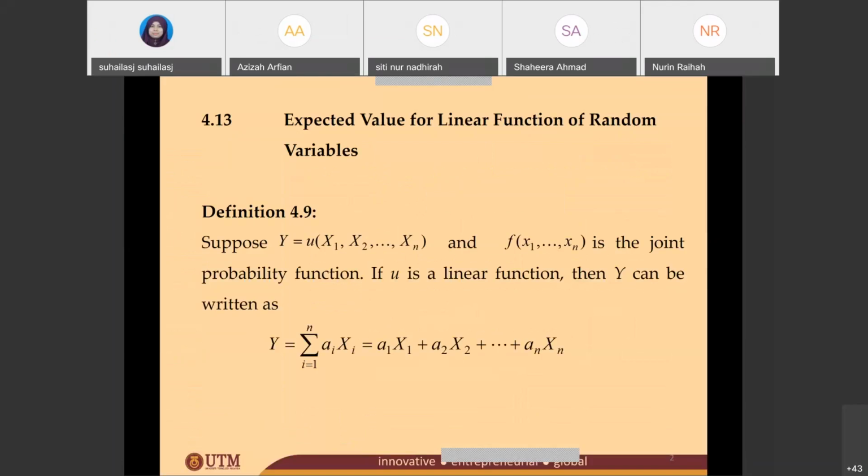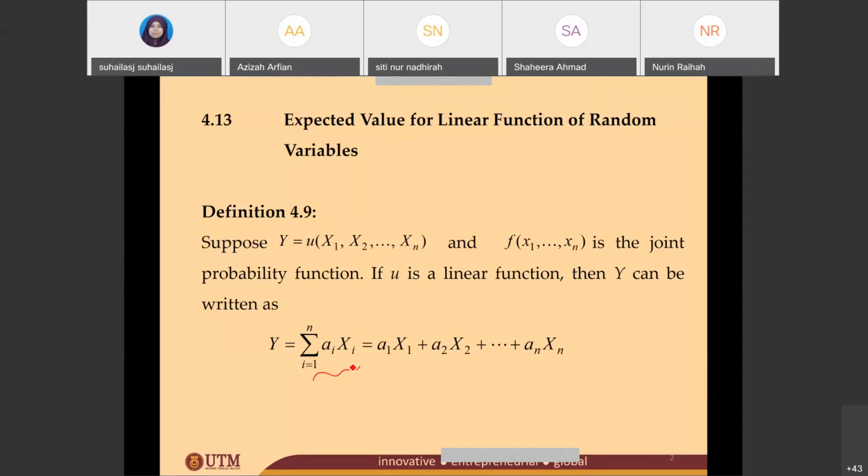So maksud a linear function of random variable, we have U is a linear function. So this one is just you want to find your properties for your expected value. Suppose that you have a function Y of X1, X2, Xn, and f(x1, x2, xn) is the joint probability function. So if U is a linear function, that means we have summation ai xi.